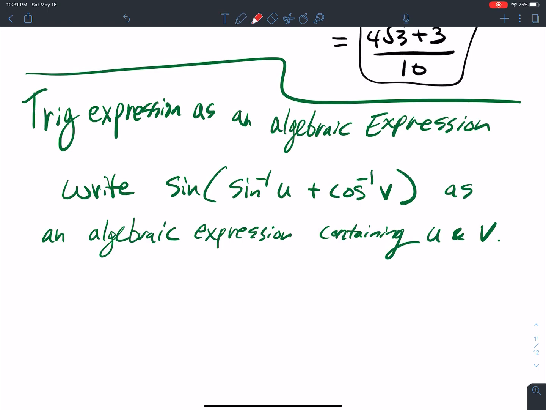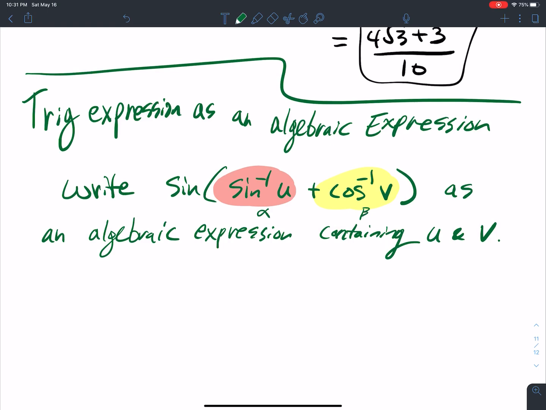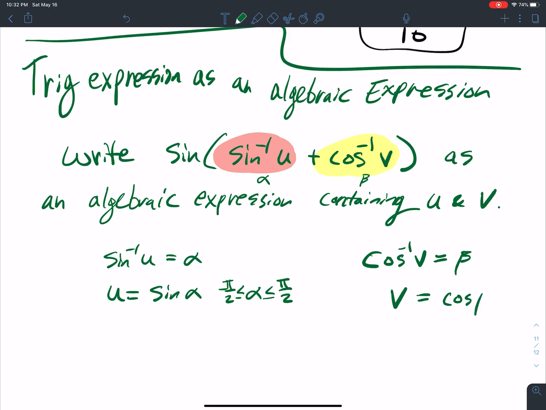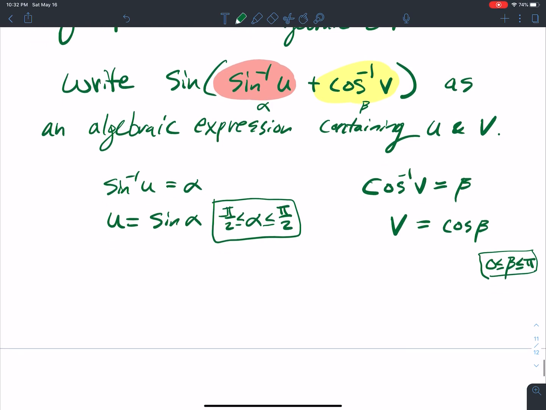So let's set this first piece here to be alpha, and the second piece here we'll make it beta. So the sine inverse of u equals alpha, then that means that u is equal to the sine of alpha, as long as alpha is stuck between negative pi over 2 and pi over 2. And then the cosine inverse of v is equal to beta, so that tells me that v is equal to the cosine of beta for beta between 0 and pi. Just those restrictions that we talked about just a little bit ago. Okay? So what does that tell me with my triangle?